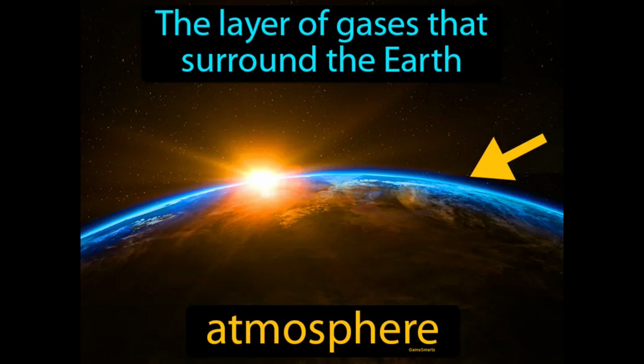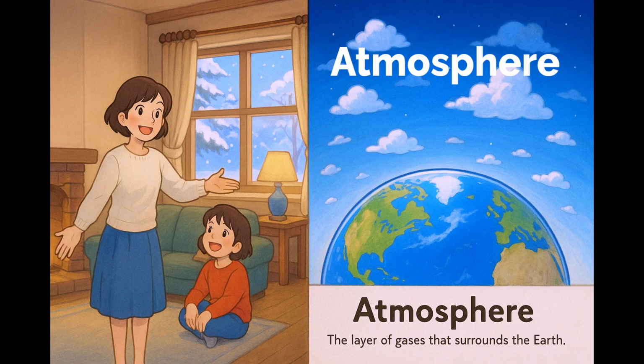The layer of gases that surround the Earth: atmosphere. The atmosphere is a mix of gases like oxygen and nitrogen that surrounds our planet, protecting life and helping regulate temperature. Imagine trying to keep your house warm during a chilly winter's day.